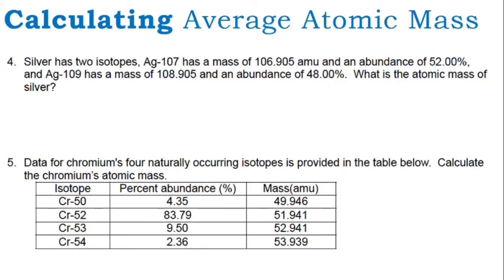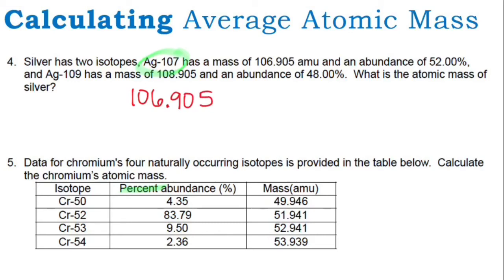Now, questions 4 and 5 are just straightforward average atomic mass calculations, just like we were just doing. 4 looks a little bit weird, and people are generally scared of it because you don't see that nice table like you do in 5 and like everything else was set up for on the previous pages. But you can make this into your own table. You just need to make sure to find the percent abundance and the mass for every given isotope that it gives you.